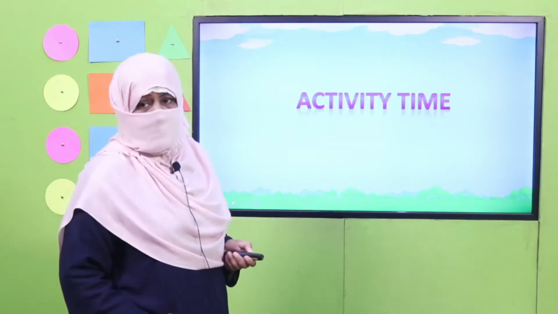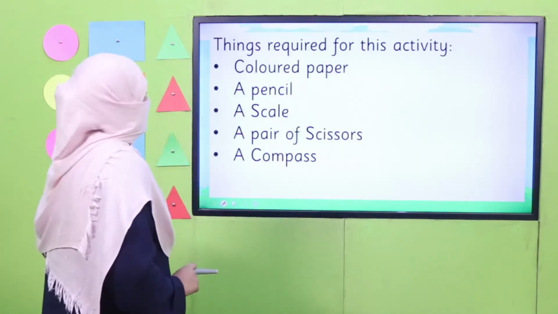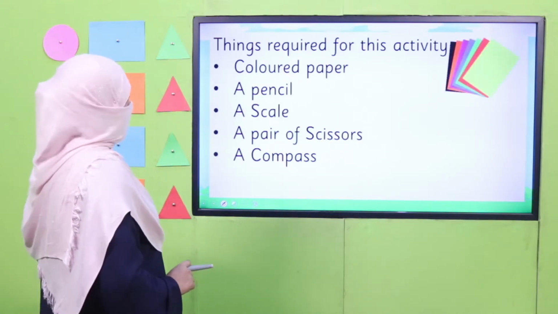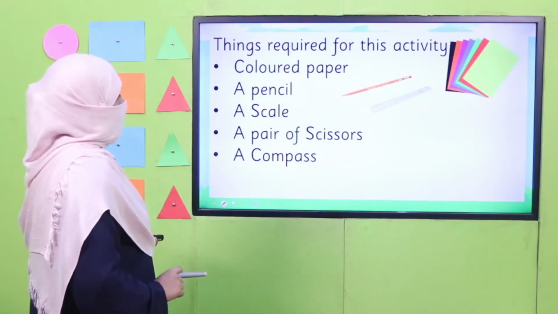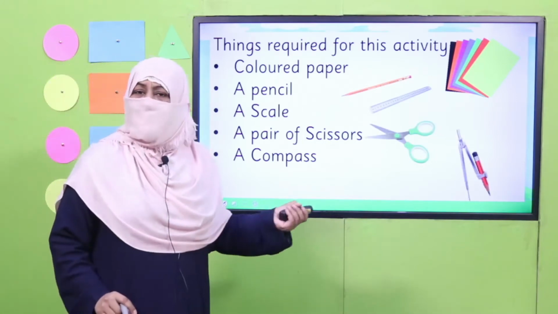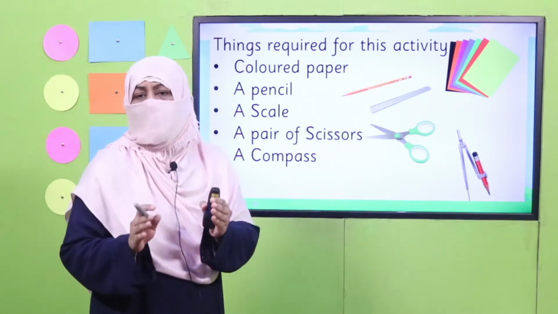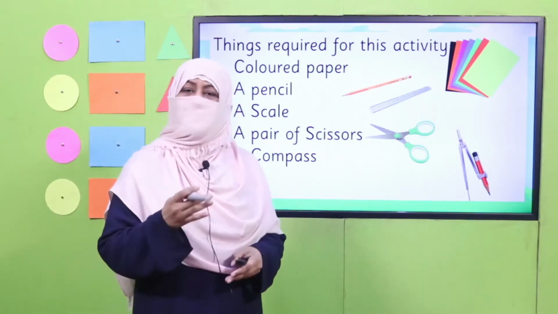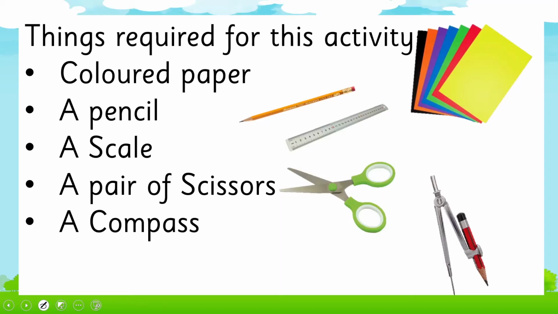So it's our activity time. What do we need for this activity? Colored papers, a pencil, a scale, a pair of scissors, and a compass. So these are the things we need. You just arrange these things. I'm also going to arrange, then we'll start the activity. Pause the video, arrange the stuff.